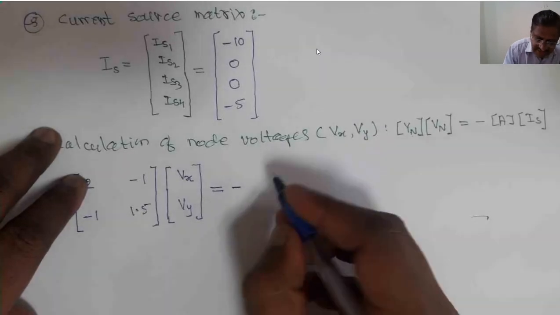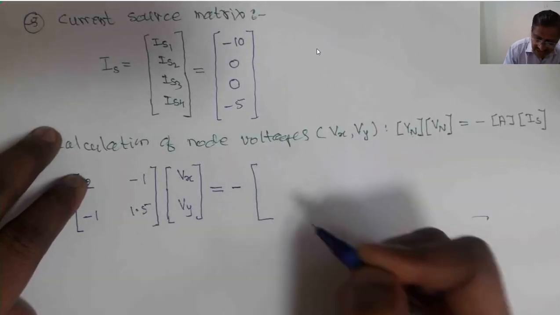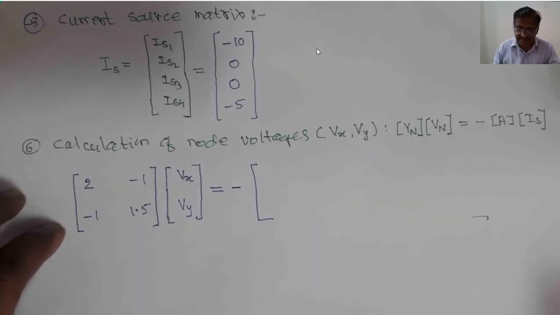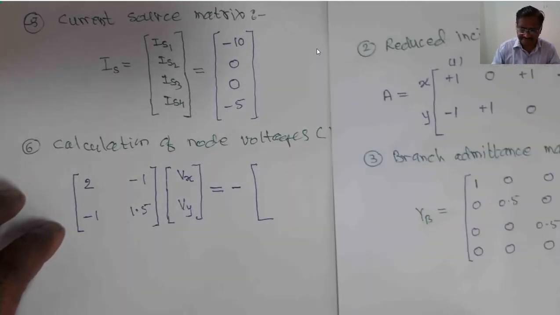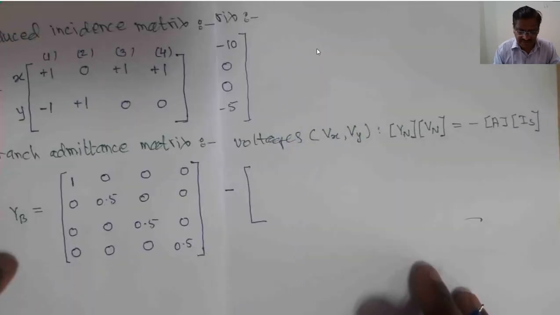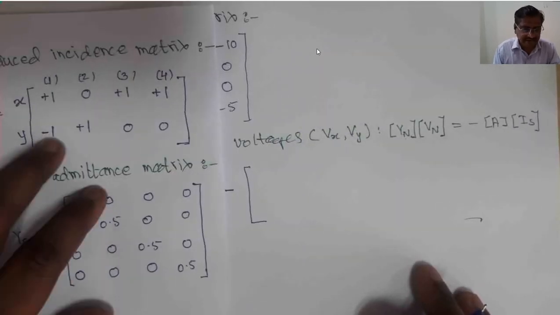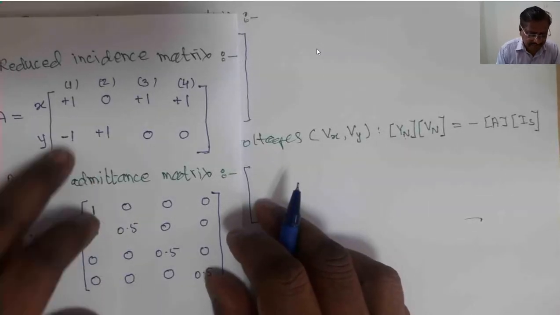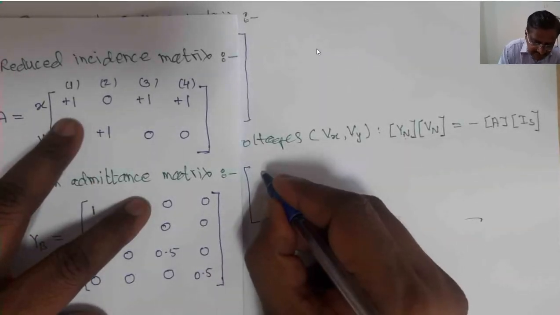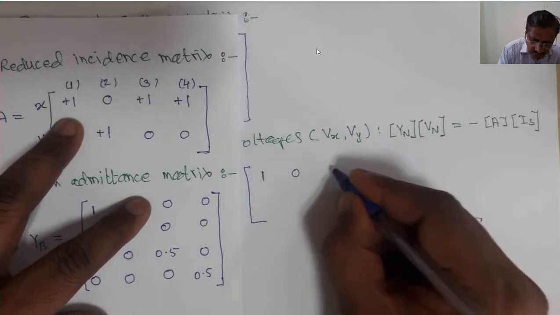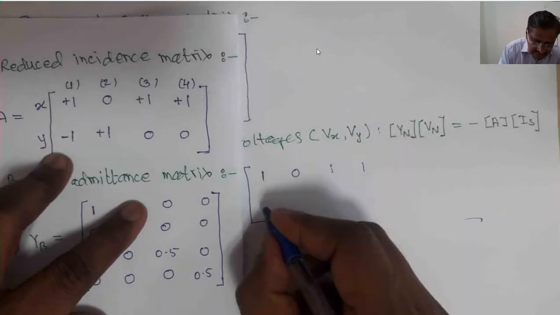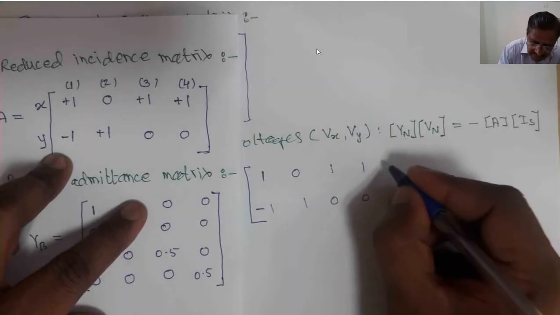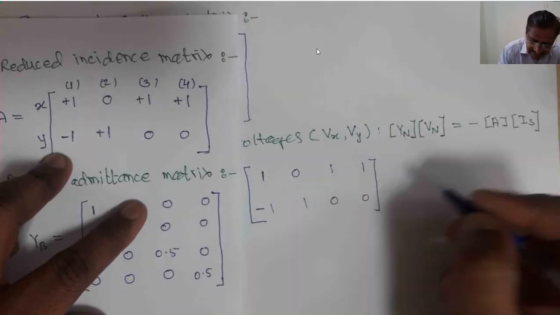This minus sign stays as it is. A is the reduced incidence matrix. Here I will write that reduced incidence matrix, which I will copy from here. How is A? This is plus 1, 0, plus 1, plus 1. This is minus 1, plus 1, 0 and 0.